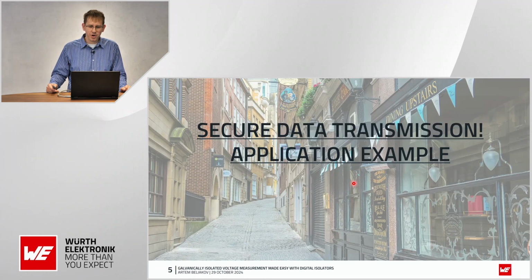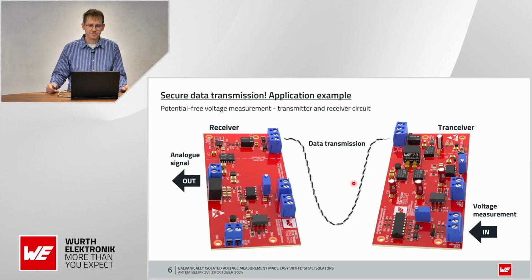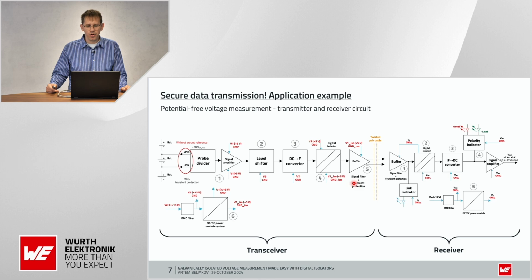To prove this point, we designed a reference example for galvanically isolated voltage measurement. As you can see on this slide, the design is divided into two boards, a transmitter and a receiver, that can detect a DC voltage of plus minus 30 volts maximum. Both parts, the transmitter and the receiver, are galvanically isolated. The signal is transmitted between them via a twisted pair cable. The length of this cable can be several hundred meters, depending on the electromagnetic environment.